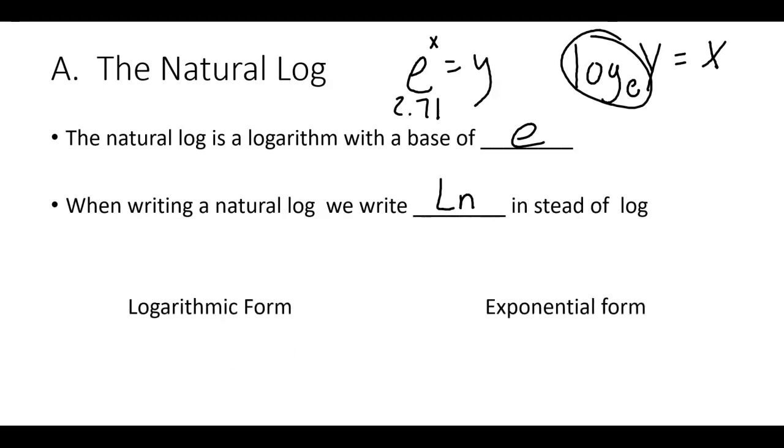So, logarithmic form looks like this: ln of x equals y. Okay? What would that be in exponential form? Well, the base is not written, but it's e. And then we're going to switch the x and y, so it's going to be e to the y equals x.